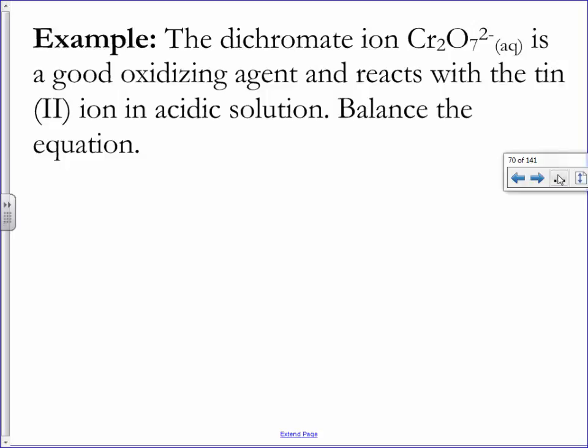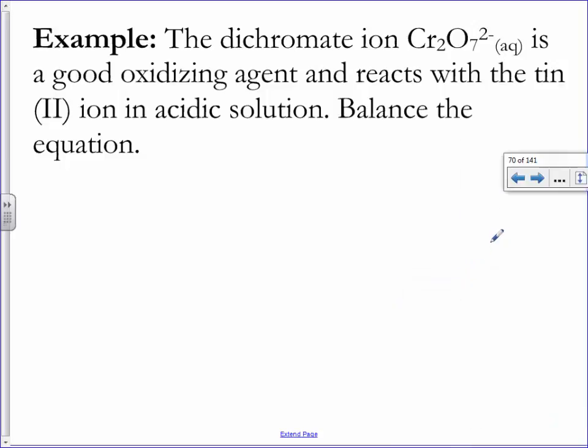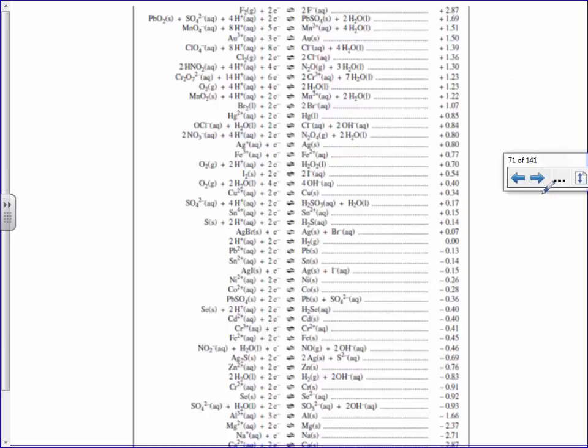So the first thing you may want to do then is something similar to before I kind of was gone for that week. Find stuff on your data table. So you need to find where the dichromate is. Again, hopefully the more practice you have, the better you are at just kind of instinctively finding where things are on the table. Dichromate is right here, Cr2O7.